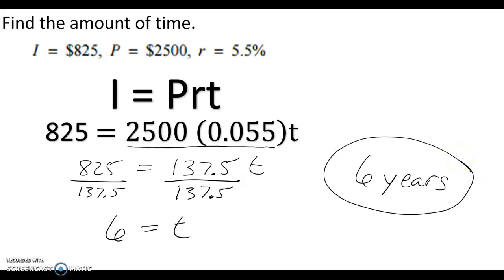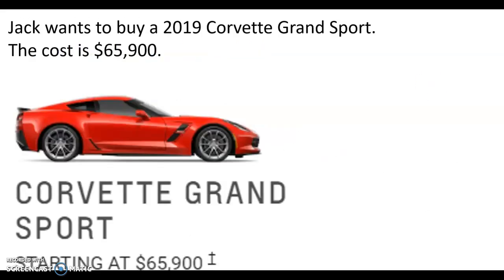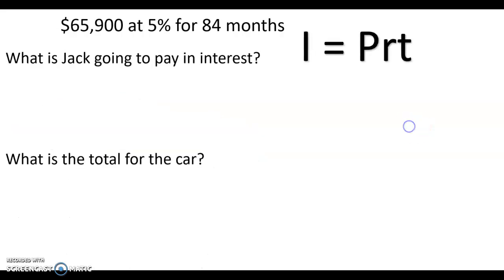All right, let's have a little bit of fun. Let's look at the next one. Jack wants to buy a 2019 Corvette Grand Sport. The cost is 65,900. So we want to find out the price he's going to pay. So that's a pretty expensive car, but that's what he wants. So the interest rate is only 5%, and he's going to finance it for 84 months. So let's see how this is.